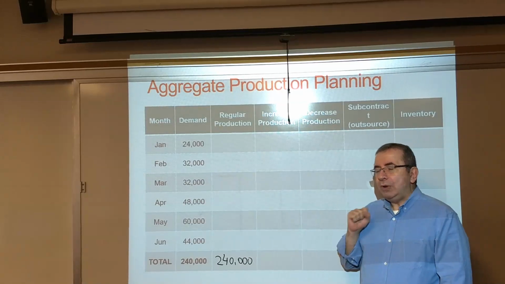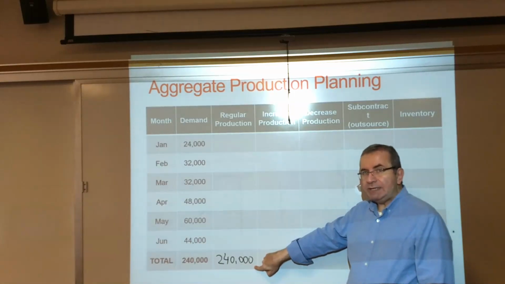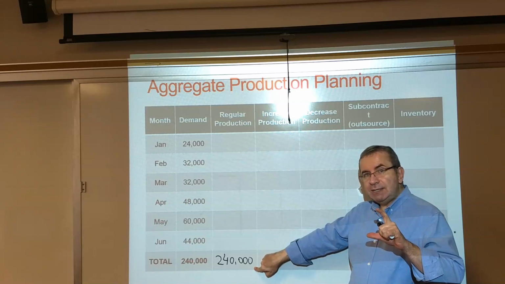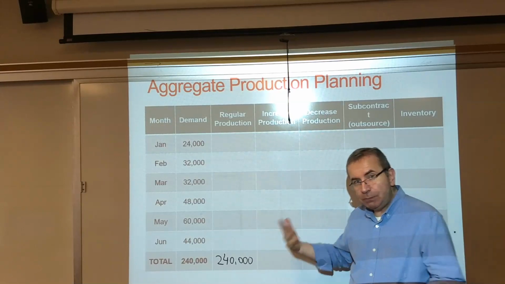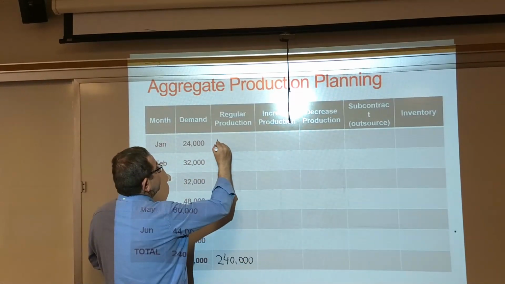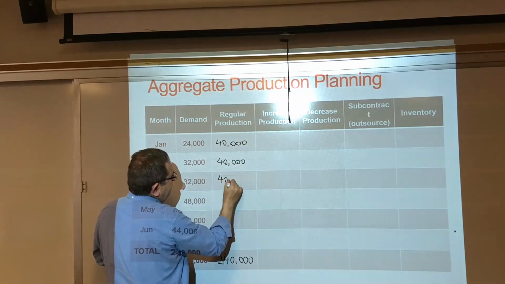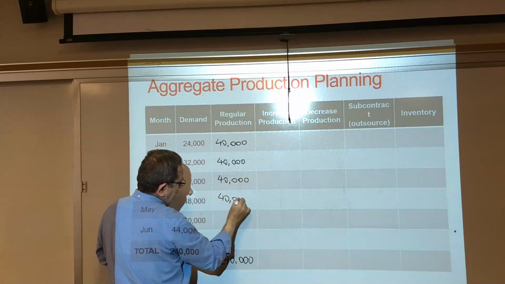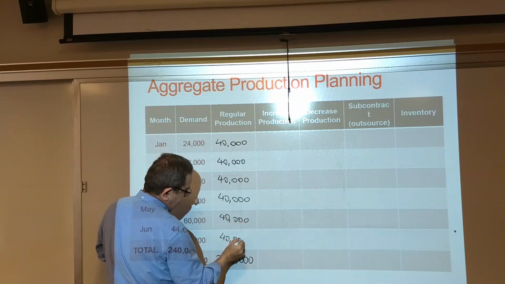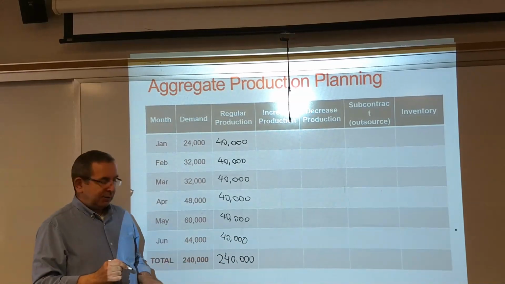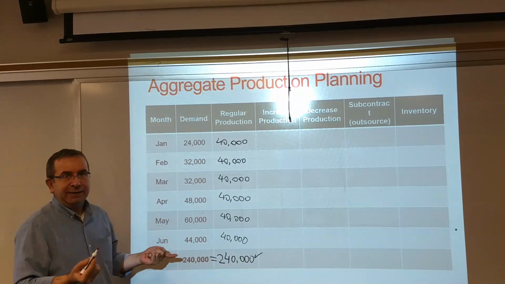So, one simple idea is, if we need to produce 240,000 units over 6 months, maybe we should produce 1/6 every month. So if you produce 40,000 every month, 40,000, 40,000, 40,000, 40,000, 40,000, 40,000. So 6 times 40,000, 240,000 production, okay? And supply equals demand.